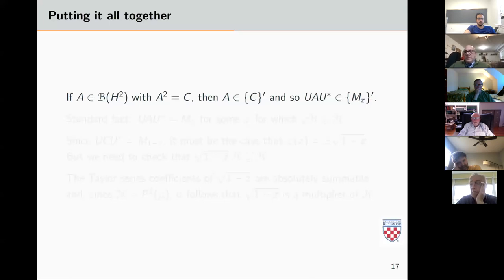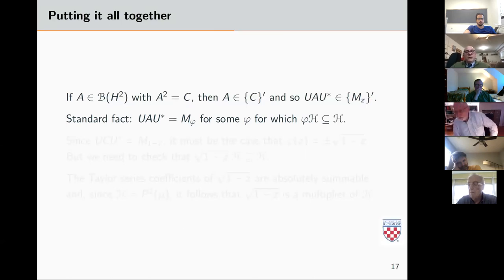Now it's sort of a standard fact that anything in the commutant, if the polynomials are dense and it's a reproducing kernel Hilbert space, then the commutant of multiplication by z consists of the multipliers of the space. So U A U star is going to be multiplication by some analytic function phi, which is going to multiply H into itself.